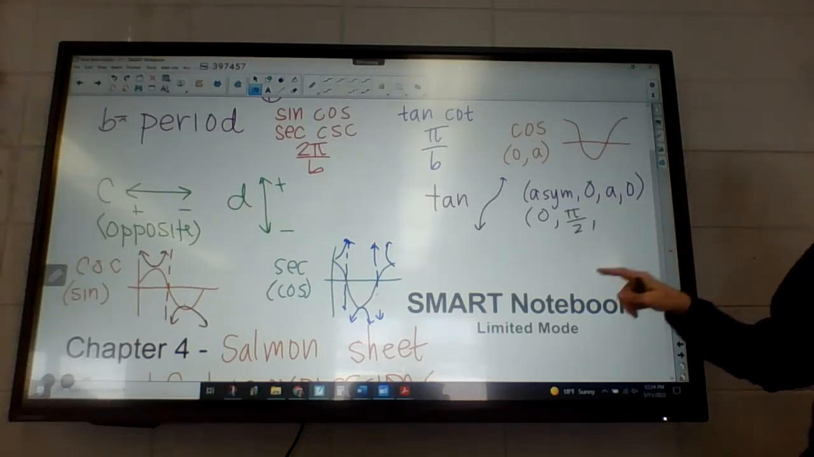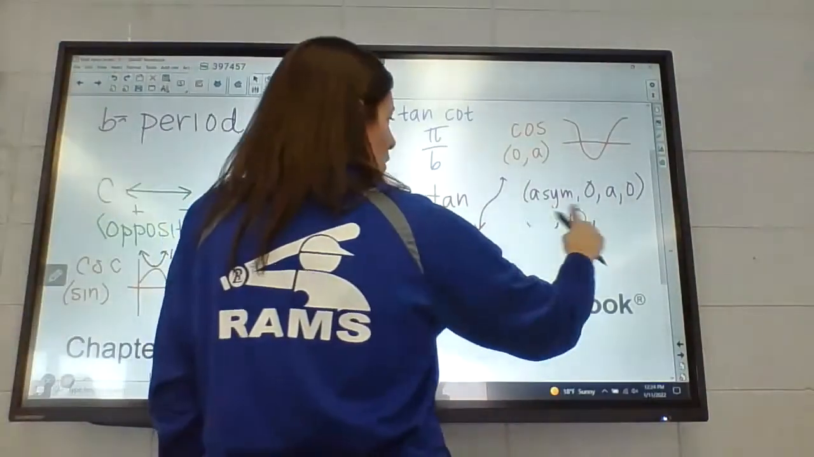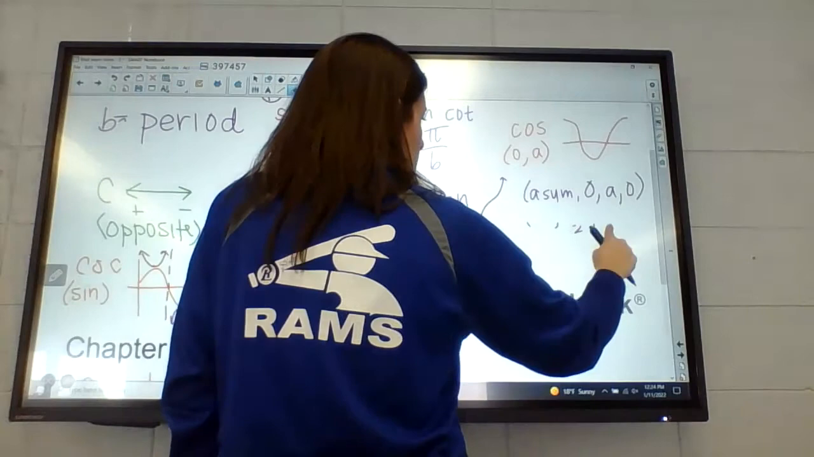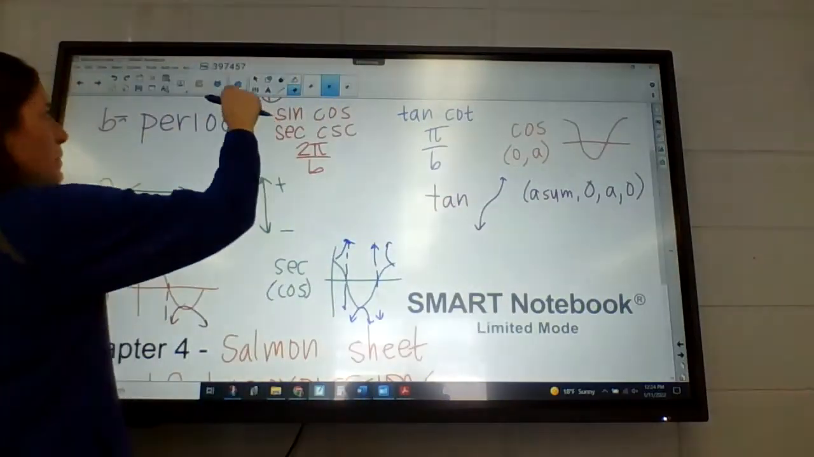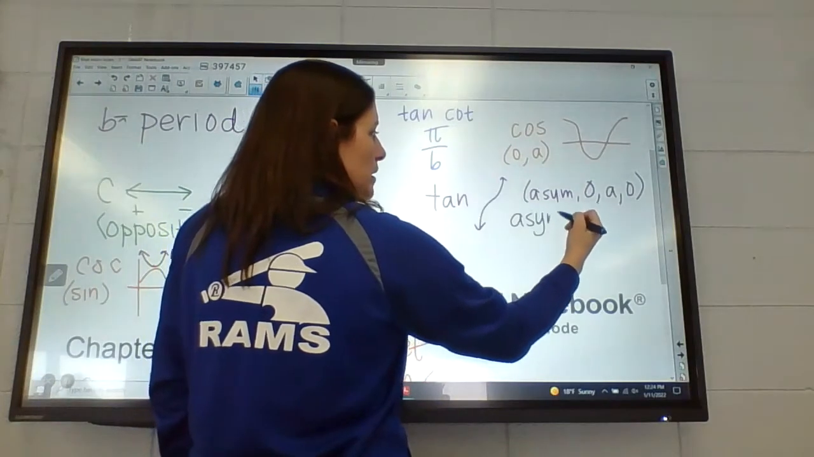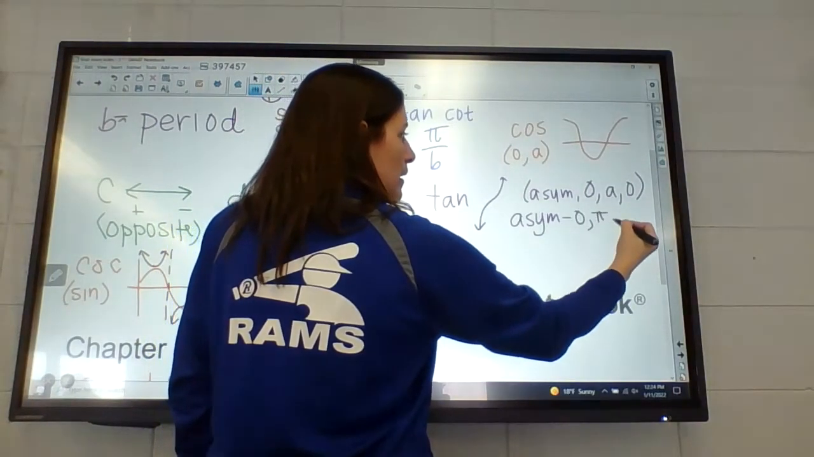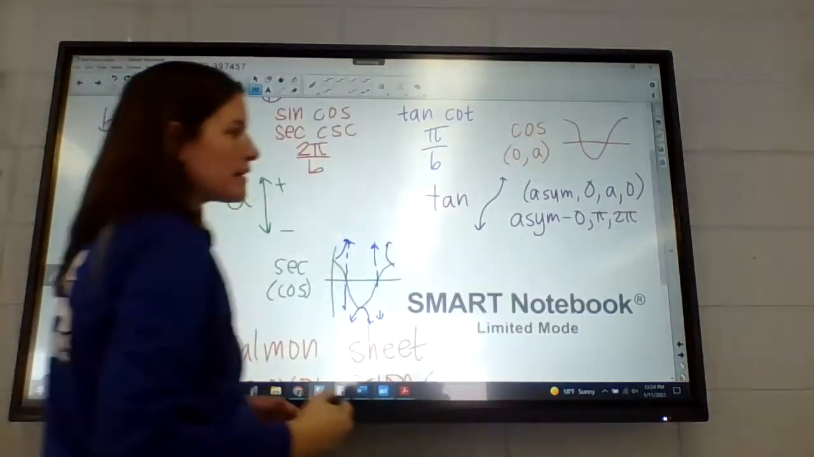Maybe the way I should say this isn't the way I said it before. Let me explain it a different way, or the way we've been doing it, is where the asymptotes are. That might be better to put it that way. So there's asymptotes at all the whole values. So 0, pi, 2 pi, unless those get shifted.